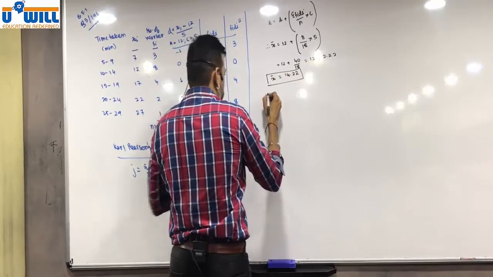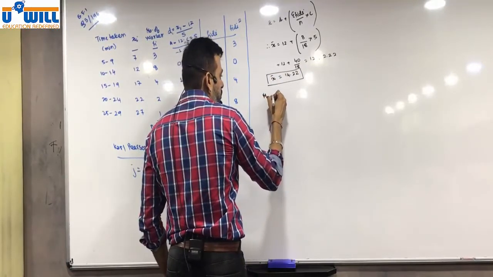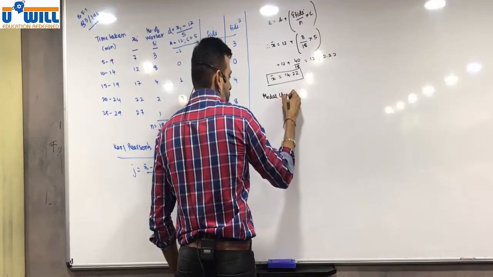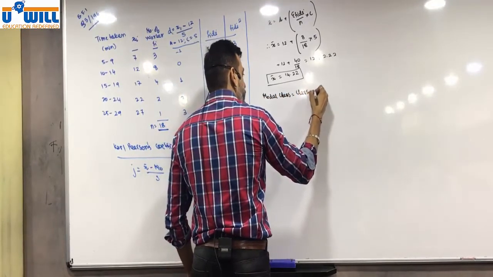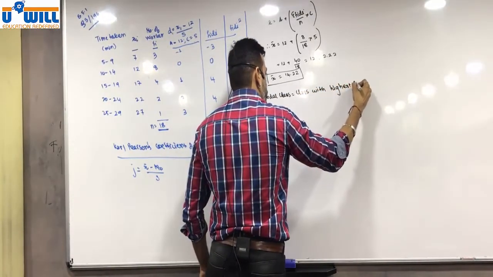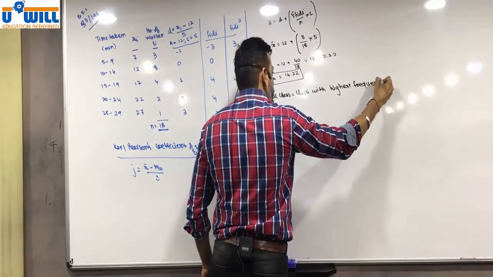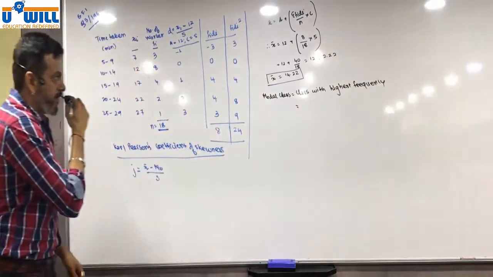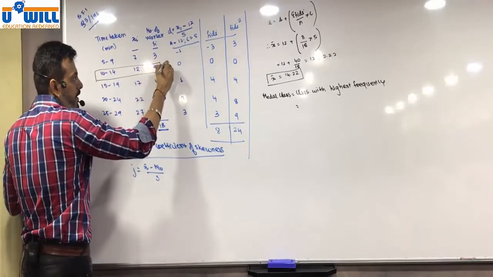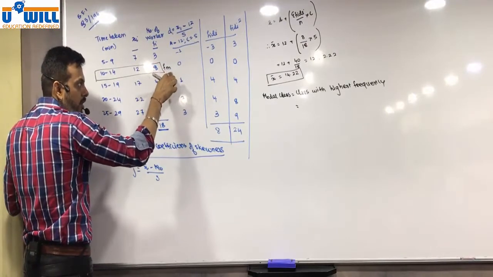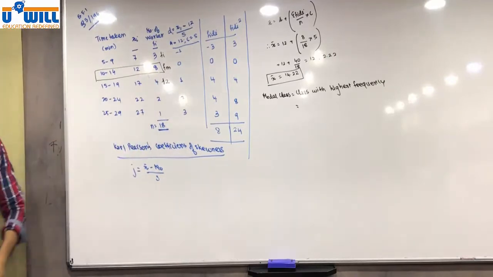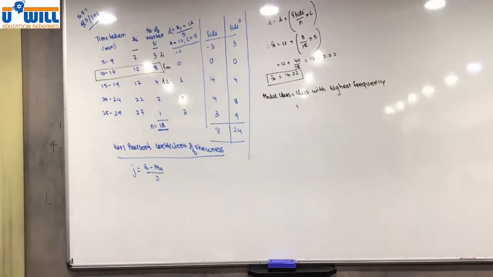Now we have to find the mode. So first we have to find the modal class, which is the class with the highest frequency. Which class has the highest frequency? 10 to 14. So this one is Fm, the frequency of the modal class, then F1 and F2. Write it with a pencil, so that you don't make a mistake in the exam.